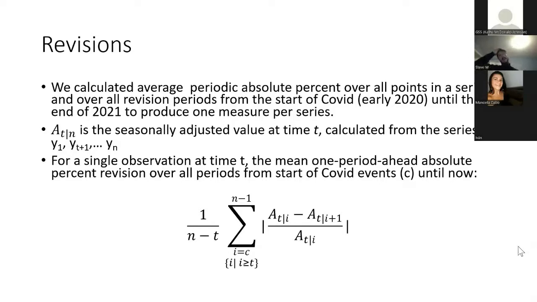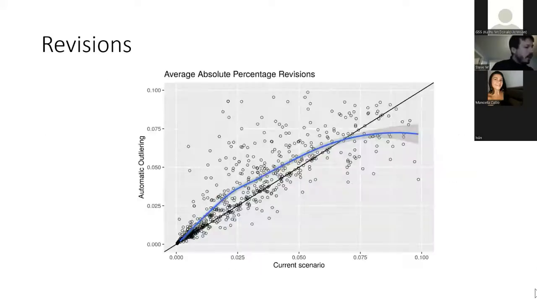That's why I chose that one, because we were highly active with outlier modeling ever since the onset of COVID. And hopefully that formula looks familiar, but it would just be looking at all the revision periods from the start of COVID up until the most recent period. And this is the results here. I've labeled the axes similar to the Q-stat graph.